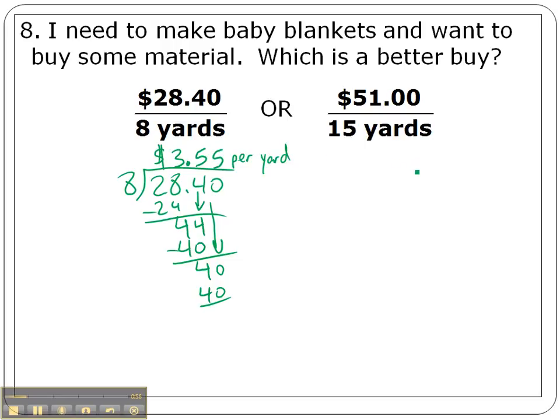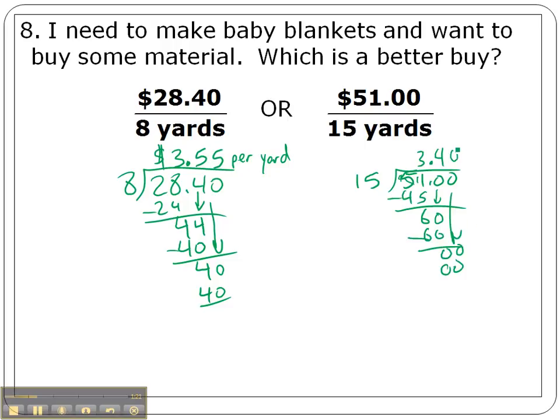For this other deal, we have $51 for 15 yards. Line up a decimal in our answer. How many 15s in 51? 3. 3 times 15 is 45. Subtracting, I get 6. And bring down a 0. How many 15s in 60? 4. And there's a 0. So for this deal, it's $3.40 per yard. So that's clearly the better deal. Less cost per yard. So there's our better deal.